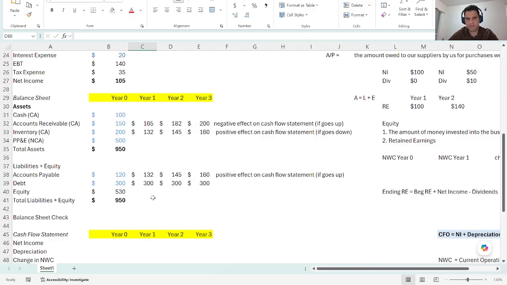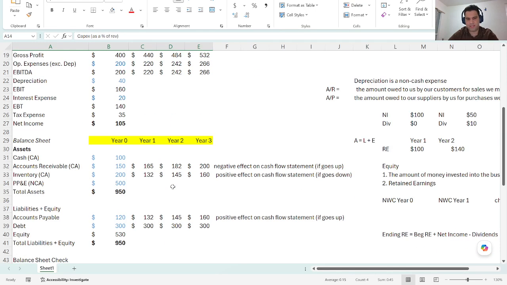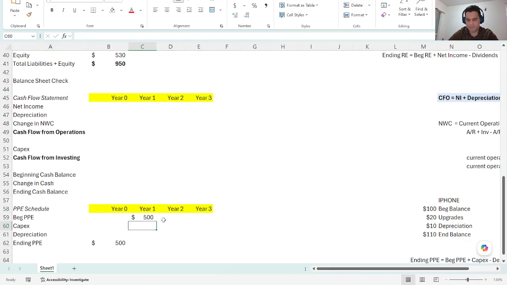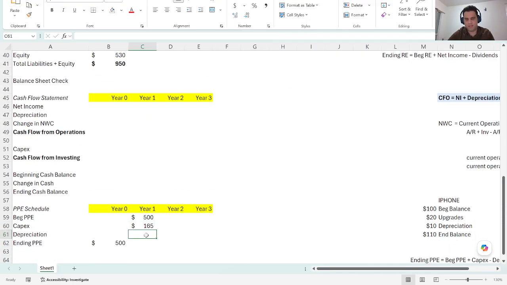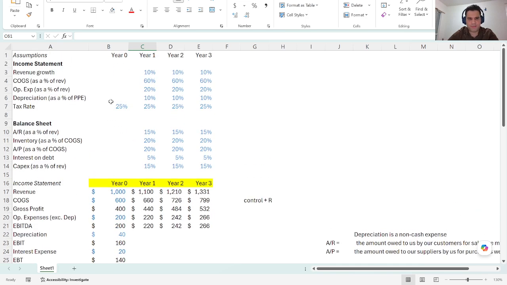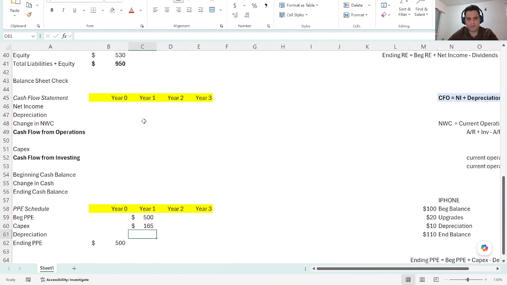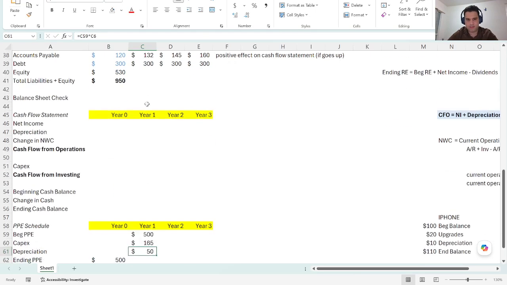The capex, let's try to find information on capex. Capex as a percentage of revenue is going to be 15%. So I'm going to go here and say revenue multiplied with 15%, and that's going to be 165. Depreciation now is going to be as a percentage of PPE, 10%. So it's going to be the beginning PPE multiplied with 10%. And I'm going to make this number a negative, so I'm going to multiply with -1.